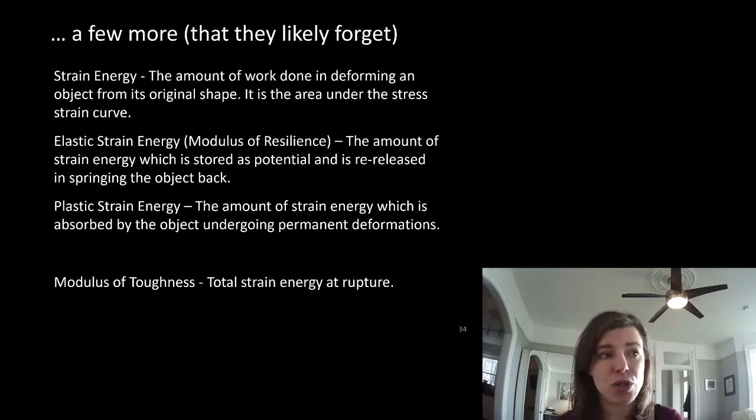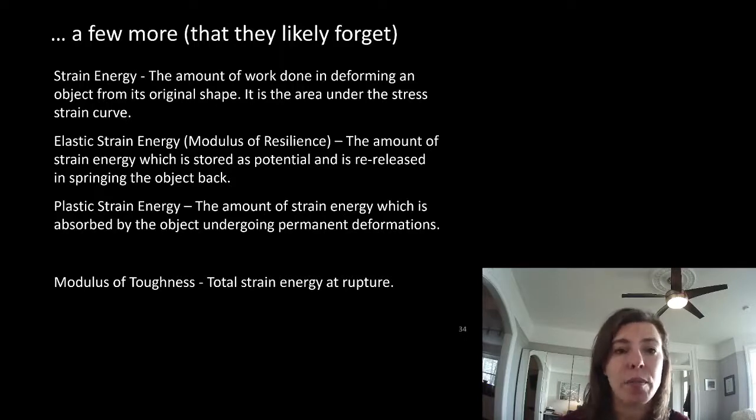The elastic strain energy, or the modulus of resilience, is the portion of the strain energy which is stored as potential energy and is re-released in springing the object back to shape. Plastic strain energy is the amount of that strain energy which is absorbed by the object undergoing permanent deformation.